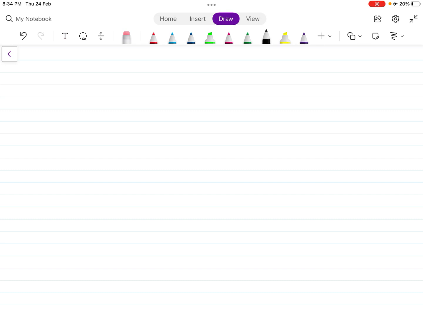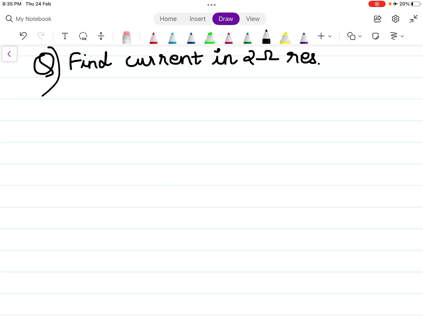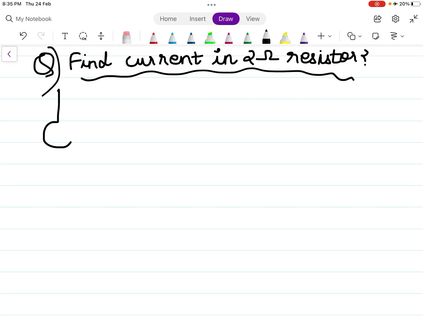Let's see the next question. Next question. Find current in 2 ohm resistor. Find the current in 2 ohm resistor.